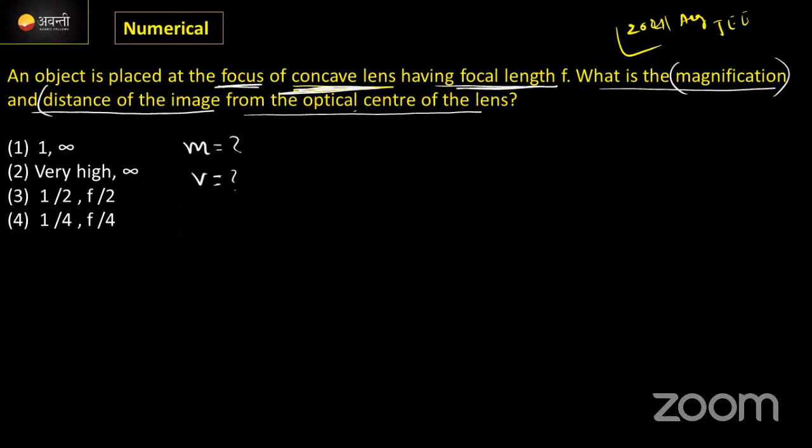What is magnification? First topic. Magnification is nothing but the height of the image divided by the height of the object. Correct? It is a concave lens. Always it forms a virtual image. Right? Look here once. Draw. Feel it. Then only you will get the answer properly. Okay, we'll check your answer.